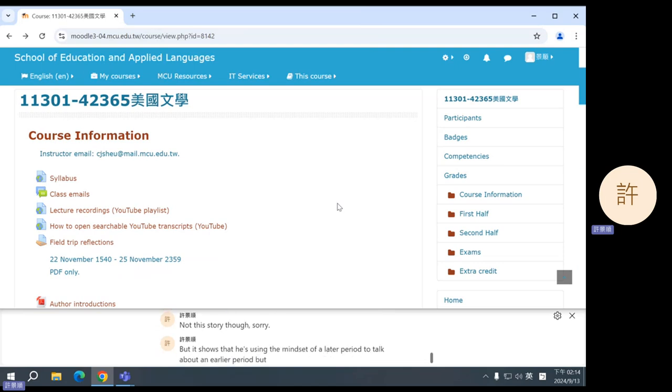But this also means that in order to present the earlier period, he might use language that is closer to that earlier period. So some of the words he uses will be a bit older. For example, in the title, Goodman. Goodman just means man. So Goodman Brown today, we would call him Mr. Brown.